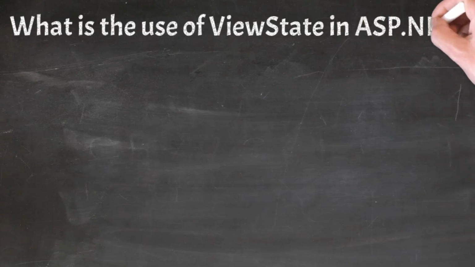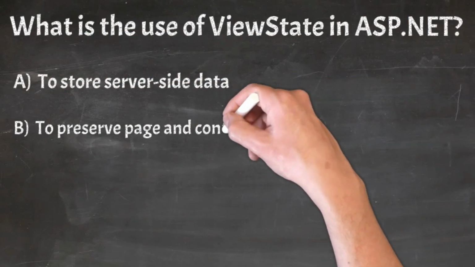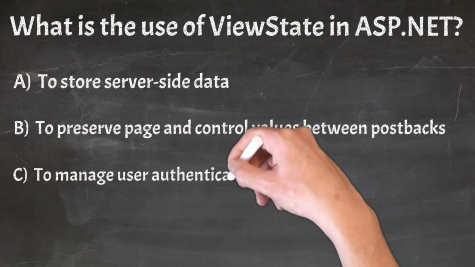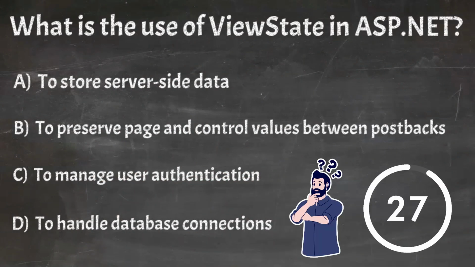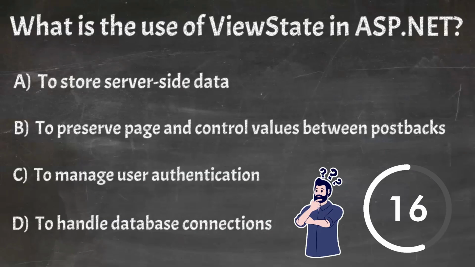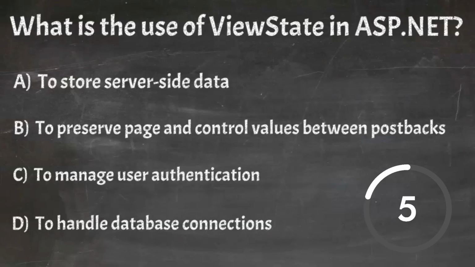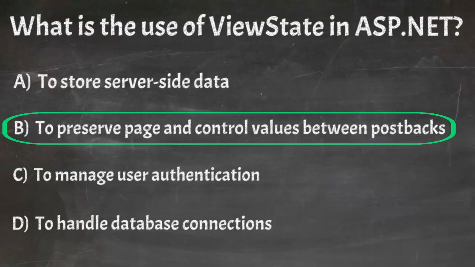Question 29. What is the use of view state in ASP.NET? A. To store server-side data. B. To preserve page and control values between postbacks. C. To manage user authentication. D. To handle database connections. Correct answer B. To preserve page and control values between postbacks.